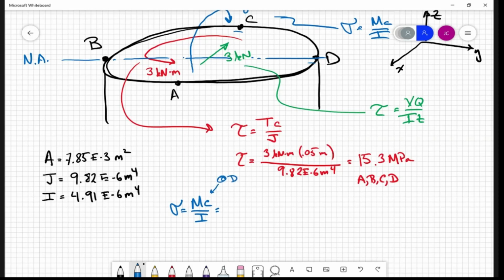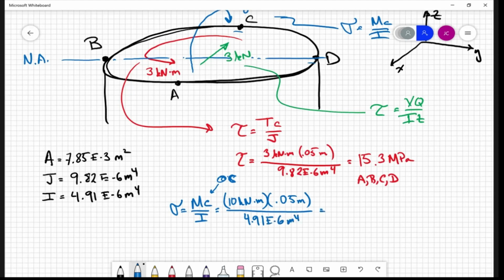At point D, or actually also at point C or point A, right? It's going to go to 0 at B or D. And in this case, the M is 10.5 kilonewton meters, right? The c is still the same, 0.05 meters. And then the I is going to be 4.91 to the -6th.